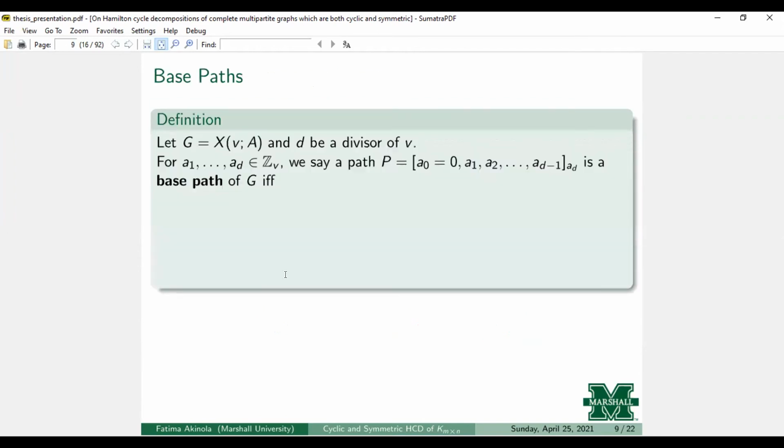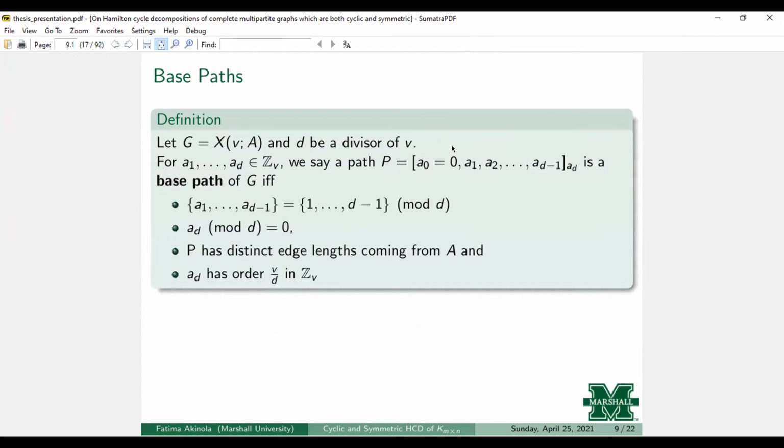So now let's get to the fun part. To be able to decompose our graphs, because we're talking about multipartite graphs, you can have really weird graphs. You can have like K 51 by 105. How can you make your work a whole lot easier? This was introduced by Baratti in some earlier years. He introduced this notion of base path.